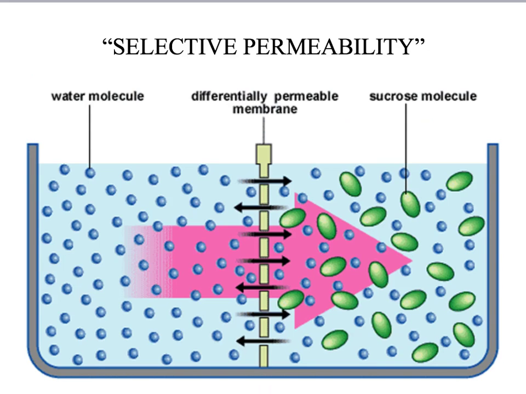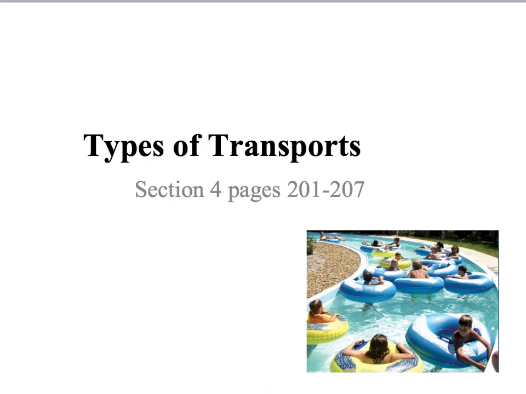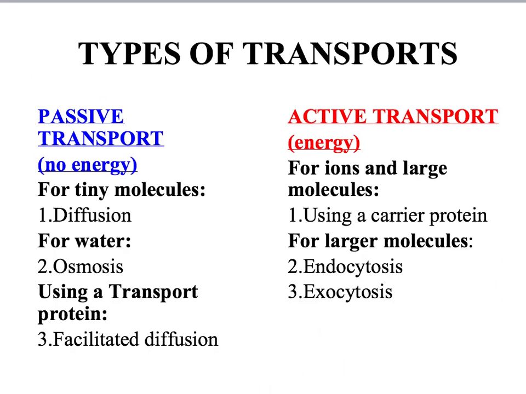Selective permeability is a property of the cell membrane, and what it means is that some molecules will be able to cross through the cell membrane and others won't. Now let's take a look at the types of transport that the cell membrane has. Transport can be divided into two main categories. We have passive transport, which requires no energy, and moves molecules from high to low concentrations. Active transport, on the other hand, will require the cell to spend energy.